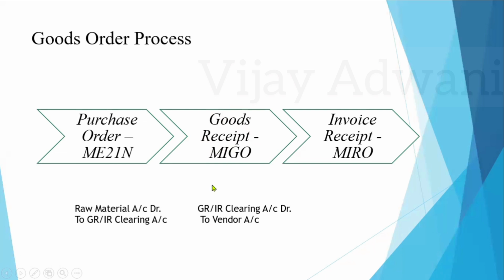So there is a concept of GRIR clearing. GRIR clearing means goods receipt, invoice receipt clearing. Okay. We need to ensure that the goods received match the invoice received. And that's why we create a reconciliation account called GRIR clearing.